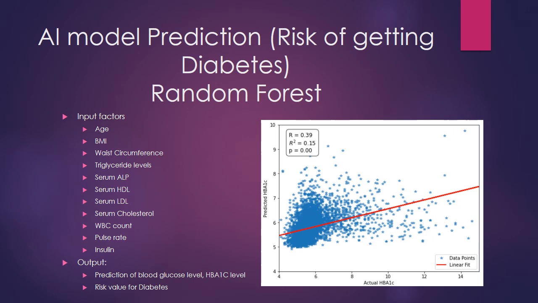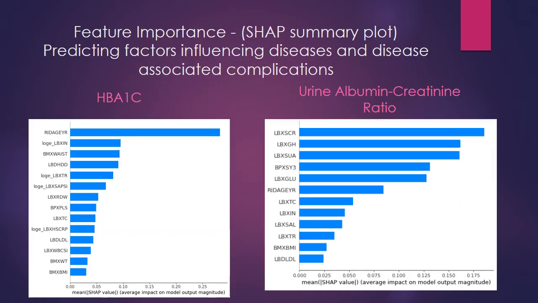This outlines a random forest machine learning model that takes inputs like age, BMI, insulin, and WBC count to make predictions such as blood glucose level, HbA1c levels, or risk value for diabetes. Feature importance SHAP summary plot predicting factors influencing diseases and disease-associated complications. This uses SHAP plots to rank which factors have the highest average impact on AI models' output, such as age and insulin for HbA1c prediction and serum creatinine for the urine albumin-creatinine ratio.